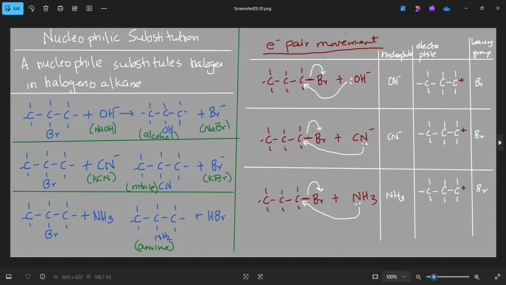So that's the electrophile because this is electron deficient. It is an electrophile. Also, it accepts the lone pair of electrons, so that also makes it an electrophile. Okay. So these are all the details you should know about nucleophilic substitution.